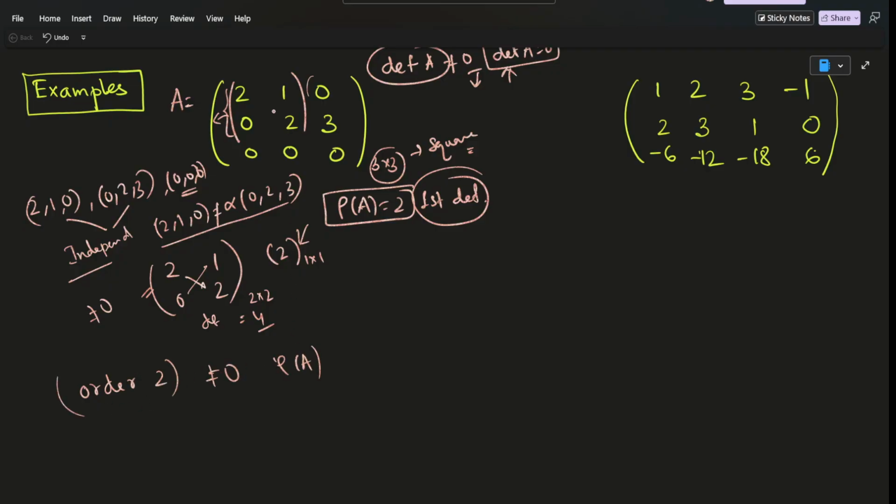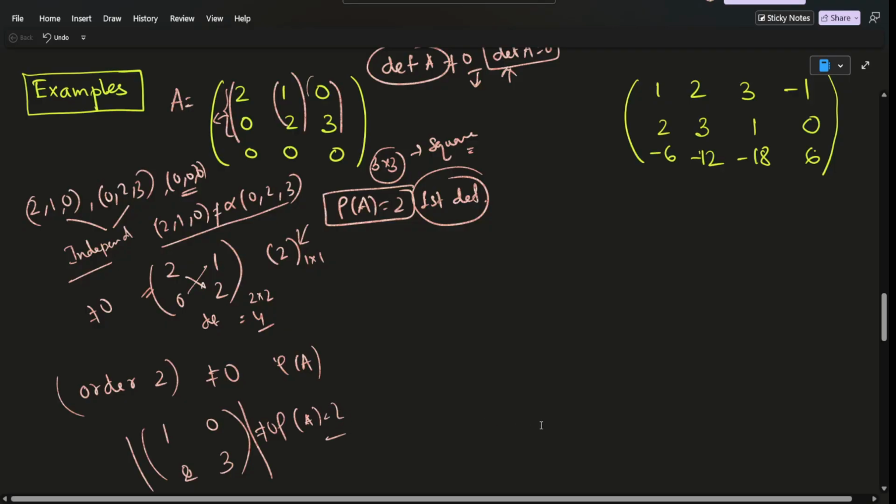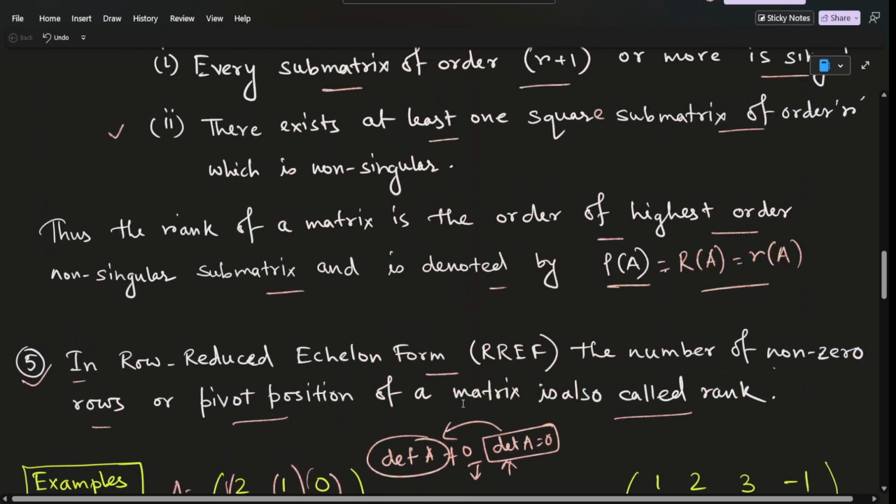We can say that. If we take another submatrix, suppose 1 0 2 3, in this case also the rank is 2, because the determinant is non-zero. So rank of A equal to 2. So this is the third definition, and that also justified this definition.